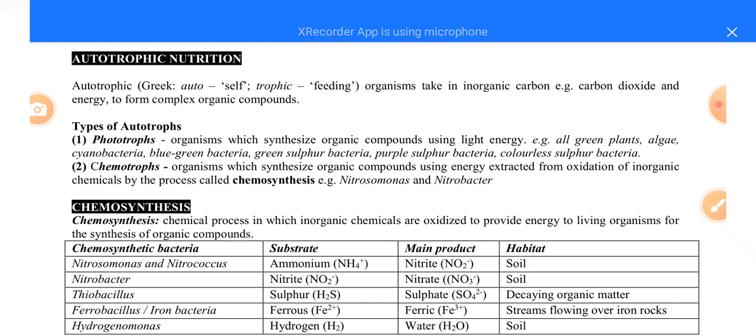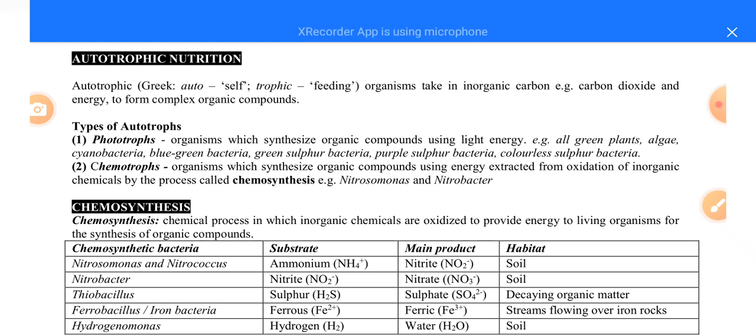Nutrition is very big, and it is divided into two: autotrophic nutrition, the one we are going to begin with, and heterotrophic nutrition. Autotrophic nutrition mainly deals with plants, and some small bacteria also carry out autotrophic nutrition, as you are going to see.